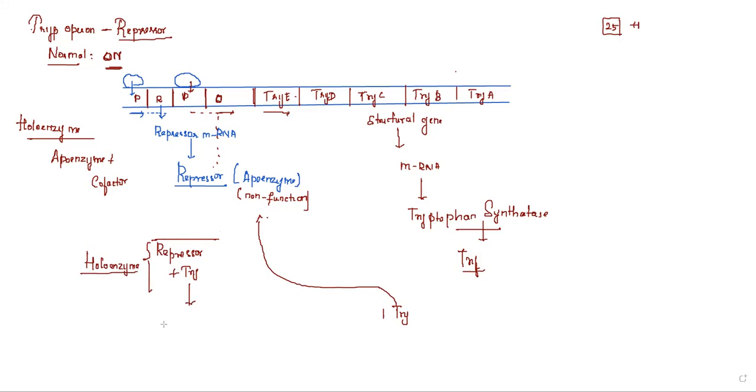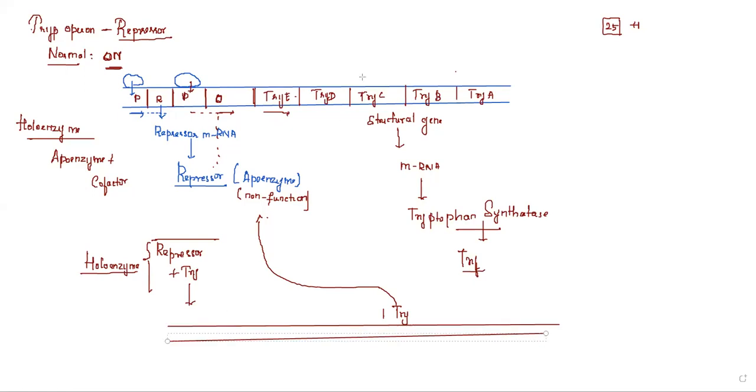Let's draw it once again. So what would happen in this scenario? There's going to be a promoter, then the repressor, then a promoter and then the operator, and all the genes are present here. The repressor is going to be activated, and as it is activated, it goes and binds to the operator region.